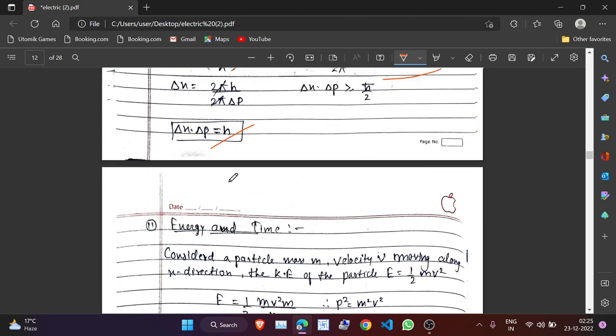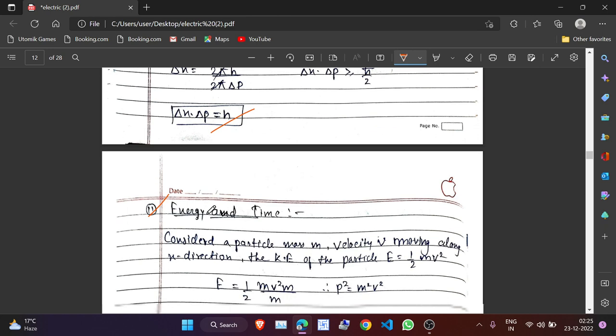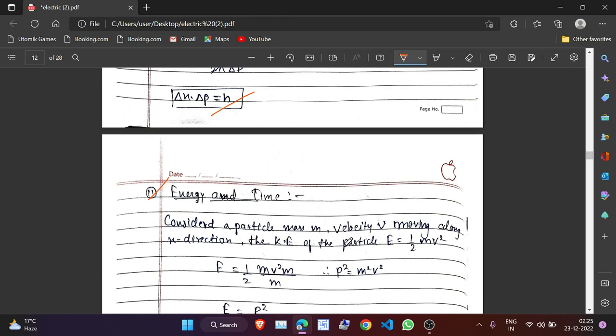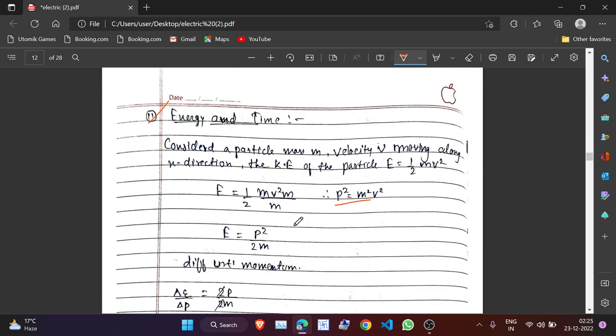Now let's move to the second equation that we have studied, that delta E into delta t is greater than or equal to h upon 4 pi. So the second equation is the energy-time relation. With the same process, we consider a particle of mass m and velocity v moving in the x direction, and the kinetic energy of the particle is 1 upon 2 mv square. So if E is equal to 1 upon 2 mv square, why not multiply both the numerator and denominator by m? We get 1 upon 2m into m square v square. So p square is equal to m square v square. So E is equal to p square upon 2m.